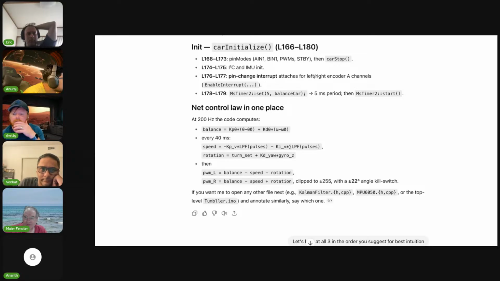Wait, I don't see the. Oh, okay. Where is this? I don't see this car initialize and stuff. It's in the middle somewhere. Ah, okay.